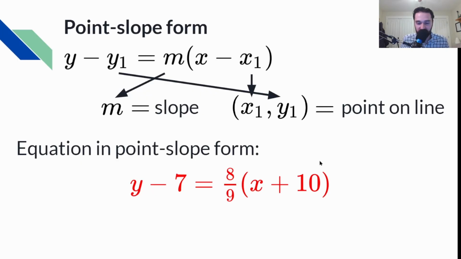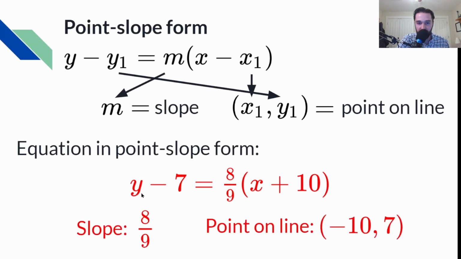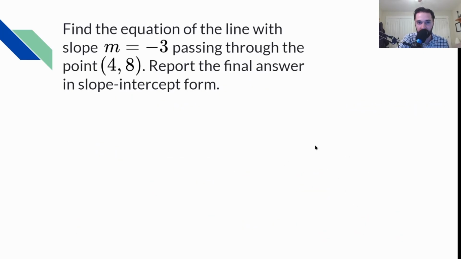Let's look at one more example to make sure we've got this. All right. In this line, the slope is 8/9. Okay. And the point on the line is (-10, 7). Okay, so this is x minus -10. All right. And then y minus 7. Okay, so x1 is -10 and y1 is 7. Okay, great.